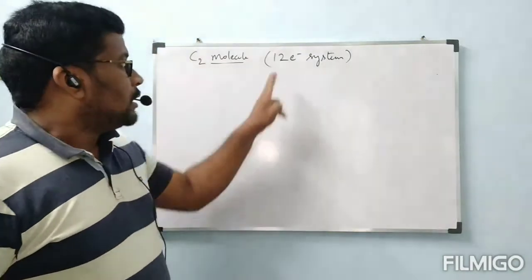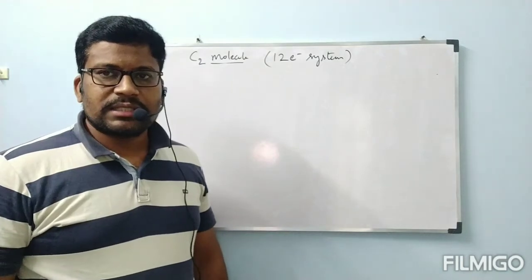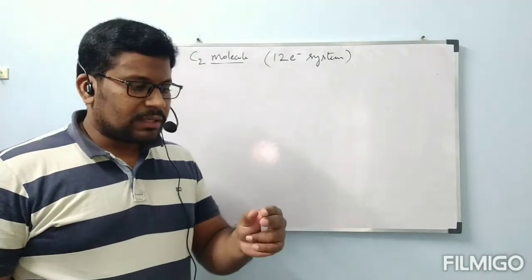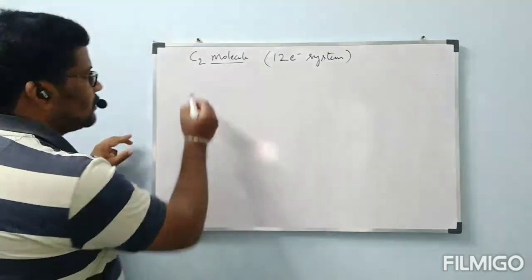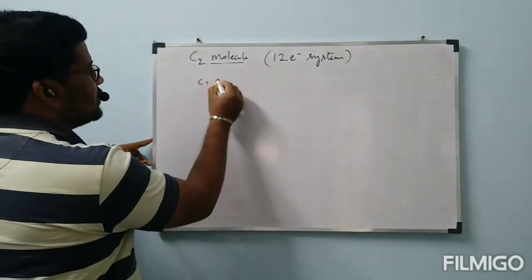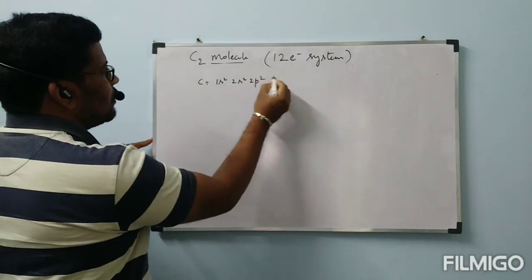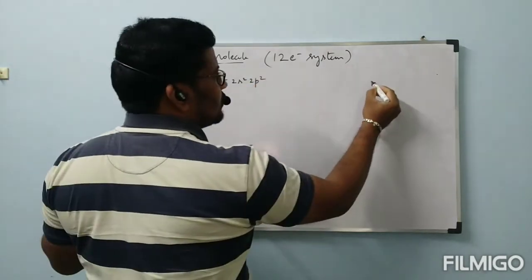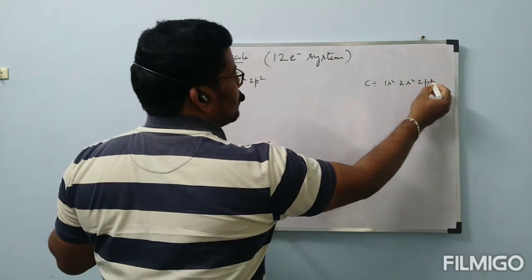Now, this is less than 14 electrons only. 12 electrons means less than 14 electrons. Now let us write the electronic configuration of each carbon. Carbon's electronic configuration is 1s2, 2s2, 2p2. The other carbon is also 1s2, 2s2, 2p2.